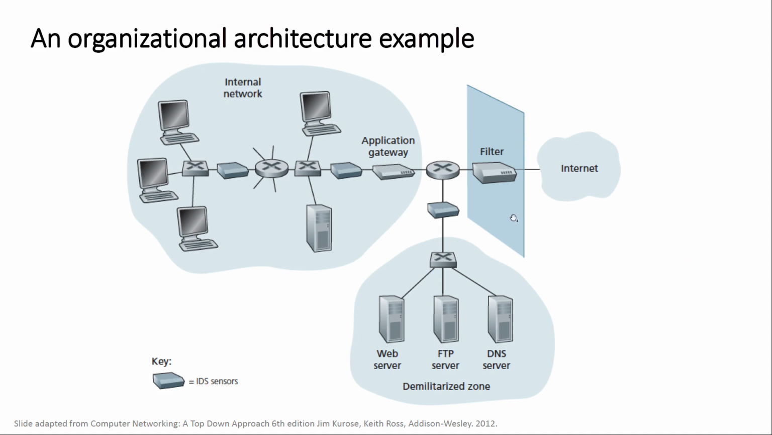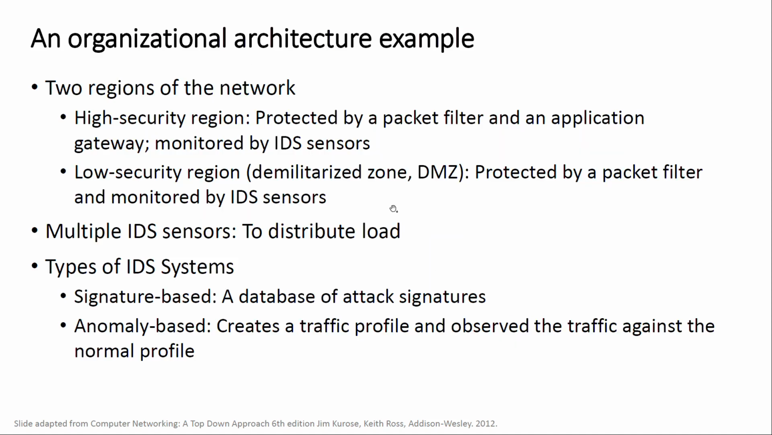So you have the internet, you have your filter here, firewalls. There's an internal network and there's a demilitarized zone. So it is divided into 2 networks. So you have IDS at the top of this network. So 2 regions of the network: a high security region protected by a packet filter and an application gateway monitored by IDS sensors, and a low security region, the demilitarized zone, protected by a packet filter and monitored by IDS sensors. Sometimes it is a good idea to use multiple IDS sensors to distribute load.